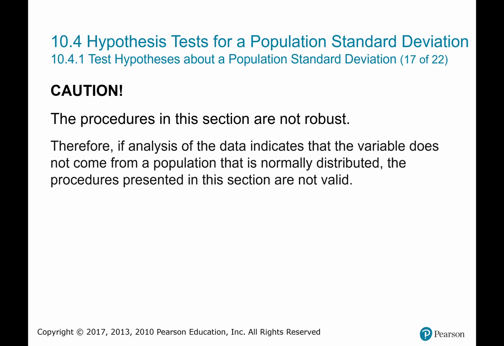So these procedures are not robust. Therefore, if analysis of the data indicates that there is a variable that does not come from a population that is normally distributed, the procedures presented in this section are not valid.